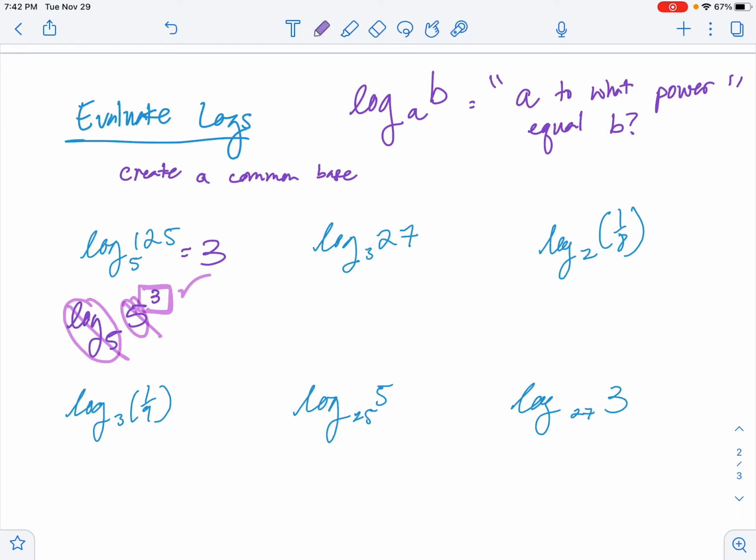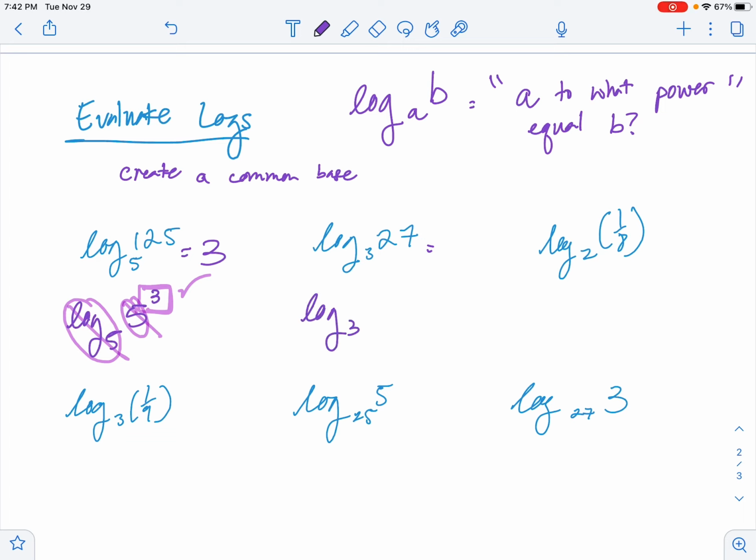Okay, so we'll try that for the second one. Log base 3 of 27. Some of you can already do that, but again, we want to ask ourselves, 3 to what power equals 27? So again, with easier ones, you should know it's 3. But let's see how we can do it with the procedure.